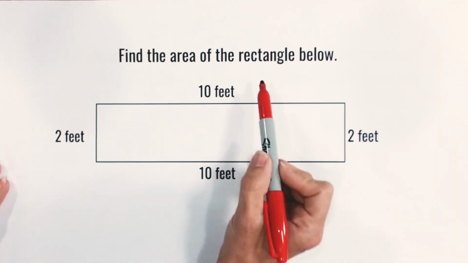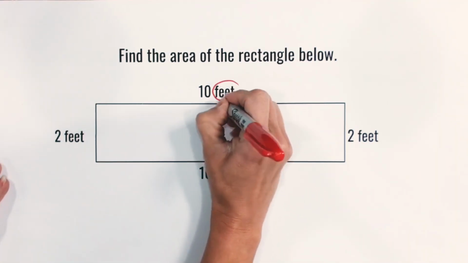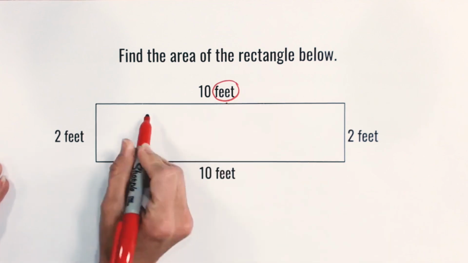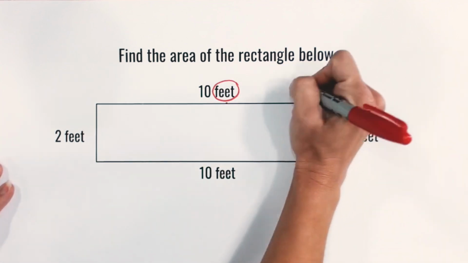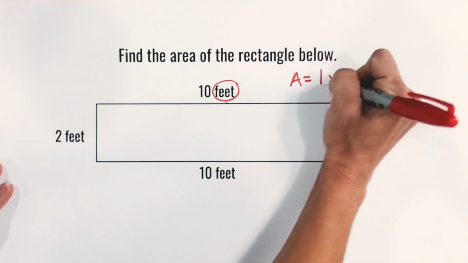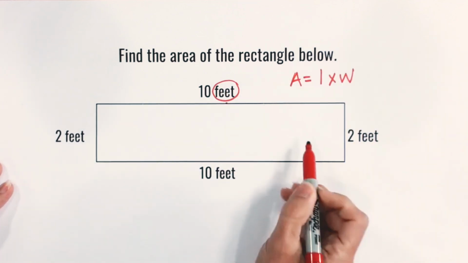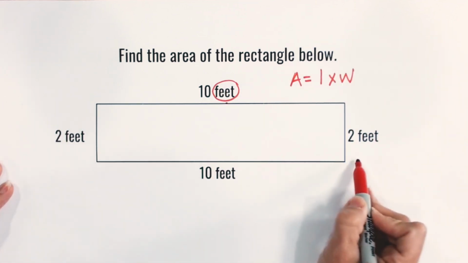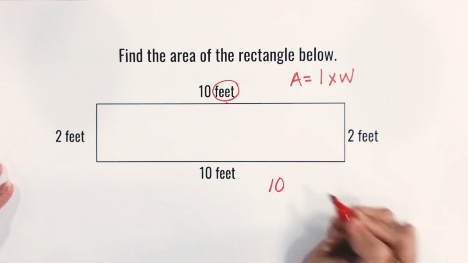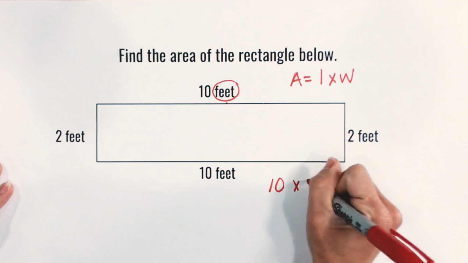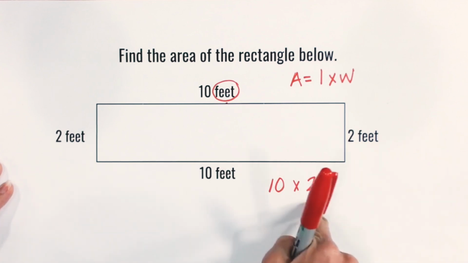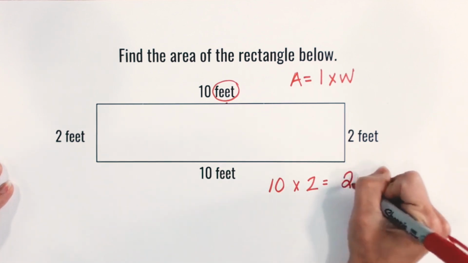In this next example, we can see we have a unit of measure and it's going to be feet. So it says find the area of the rectangle below. So the area formula again is length times width or base times height. So we're looking for the length, which is 10 feet. So we have 10. And then the height here, the width, is 2 feet. So we have 10 times 2. 10 times 2 is a basic fact, so we have 20.